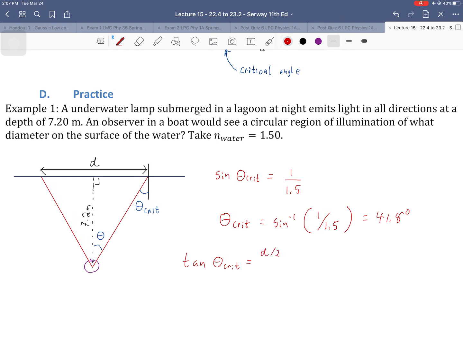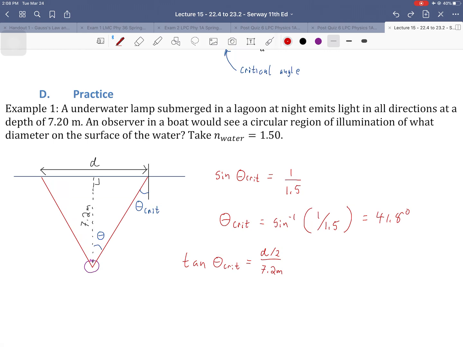or I should say 1/2 of D, over the depth, which I can't call d because we've already called the diameter d, so we'll just take it over 7.2 meters. That's just opposite over adjacent relative to that angle shown there, with this right triangle.